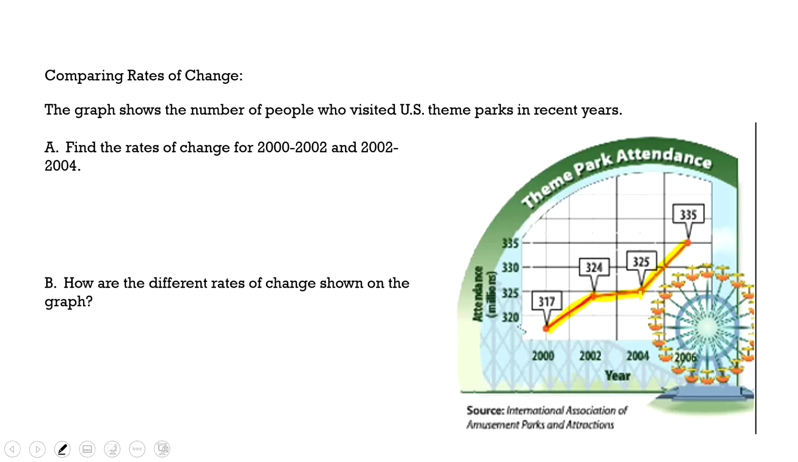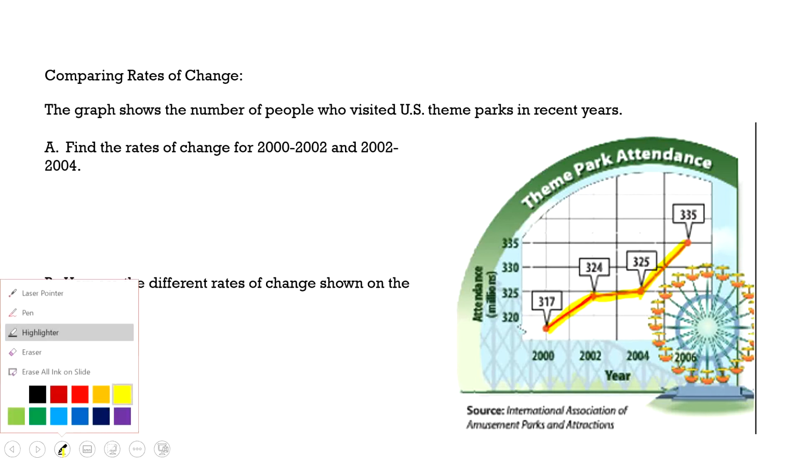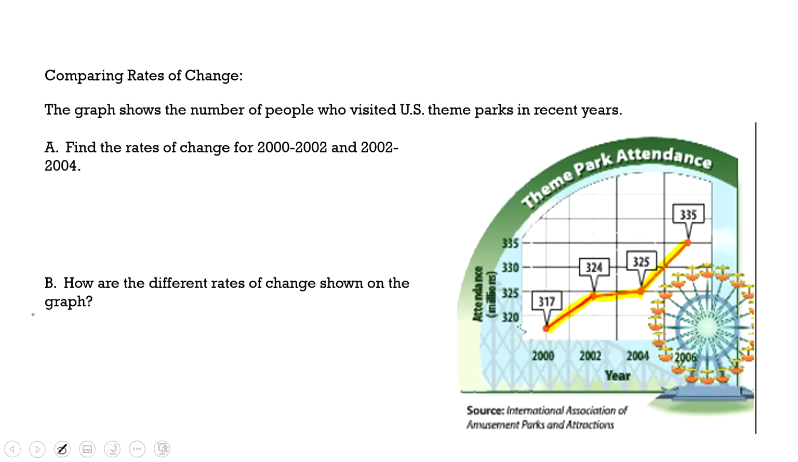Does that make sense? So that's what a non-constant rate of change graph would look like. It'd kind of have steep peaks, steep lines, shallow lines, flat lines maybe. So it's not totally constant. So again, we're looking at rates of change. They want us to find the rate of change for these two year periods, 2000 to 2002, and 2002 to 2004.